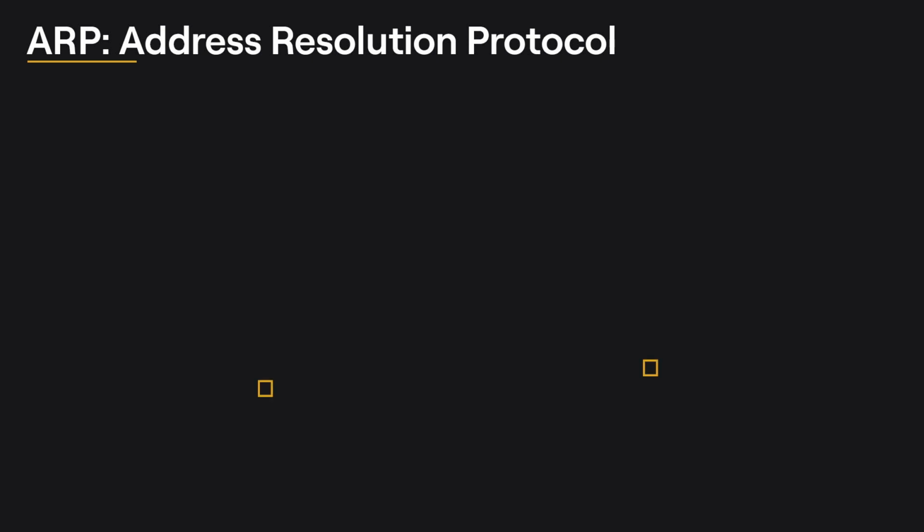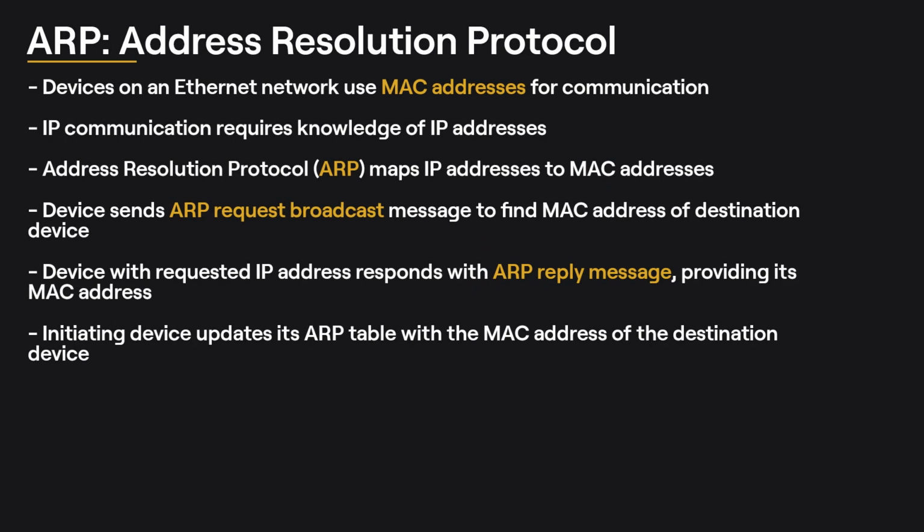In the last video, we discussed how devices on an Ethernet network communicate using MAC addresses. However, when it comes to IP communication, devices need to know each other's IP addresses. This is where the Address Resolution Protocol, ARP, comes into play. ARP is a protocol used to dynamically map an IP address to a MAC address. When a device wants to communicate with another device on the same network, it needs to know the MAC address of the destination device. To do this, the device sends an ARP request broadcast message asking, "Who has this IP address?" The broadcast message is received by all devices on the network.